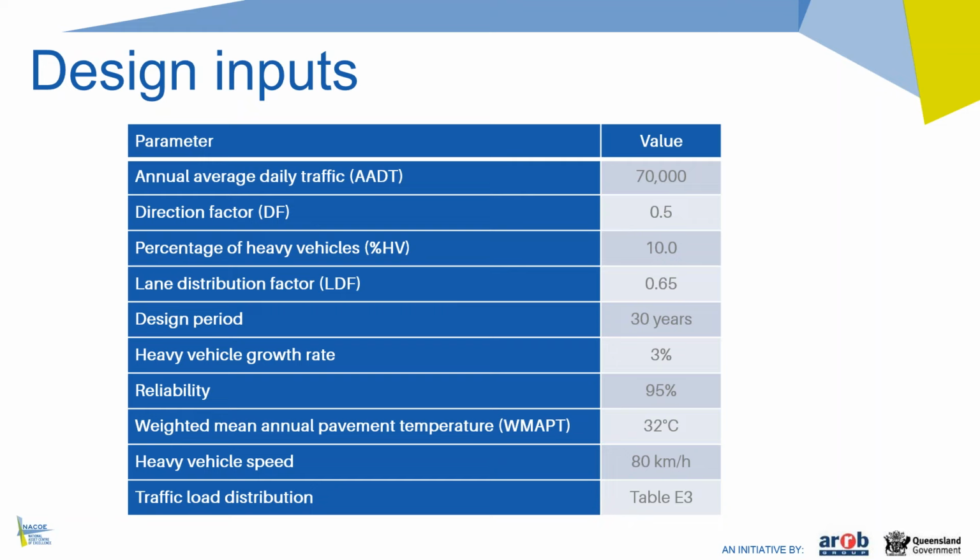We're designing for 95% reliability. The project would be somewhere in southeast Queensland with a weighted mean annual pavement temperature of 32 degrees, and it's obviously a high-speed road with a heavy vehicle speed assumed to be 80 kilometres an hour. And another input which is not shown here in the slides, but we have a traffic load distribution, and that's in table E3 in the technical note.